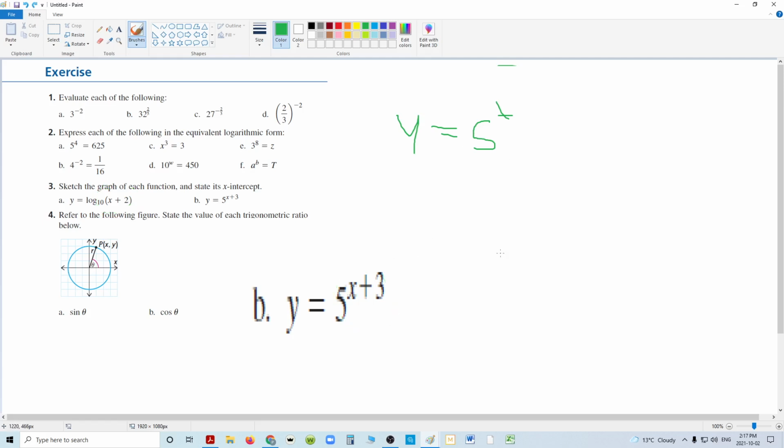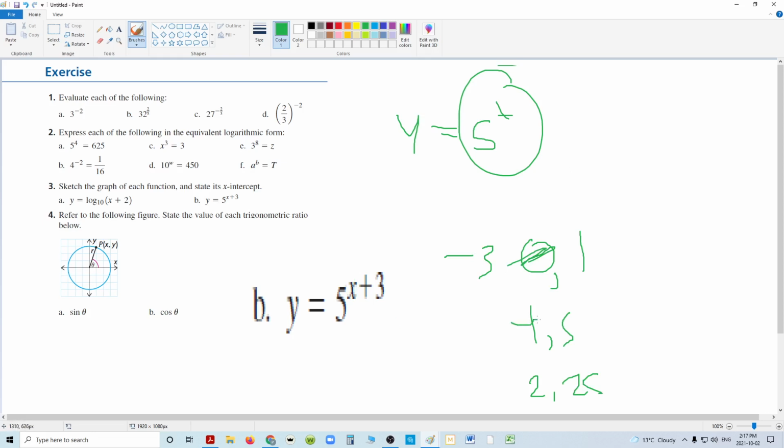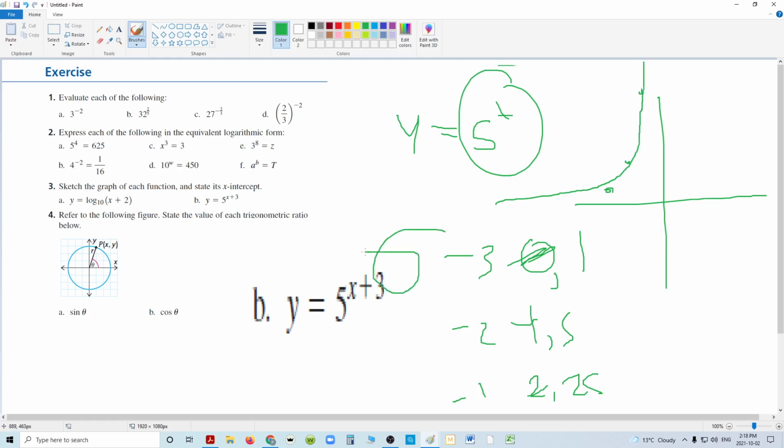5 to the x tells me that when x is 0, this would be 1. I'm just looking at the parent graph. When x is 1, you get 5, and when x is 2, you get 25. Now if I shift all my x values to the left by 3, this becomes -3, this becomes -2, this becomes -1, and I could easily graph it. At -3, 1 is here, at -2, 5 is here, and at -1, 25 is here, and it's clear the graph just shifted to the left by 3.